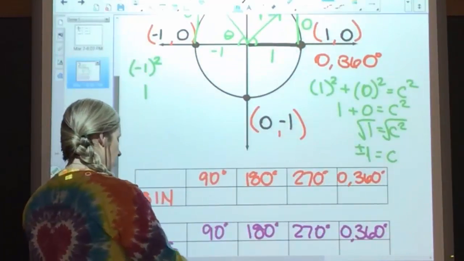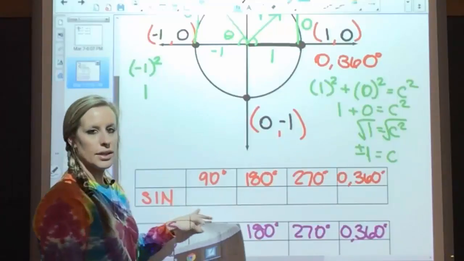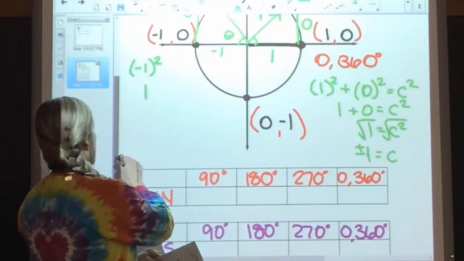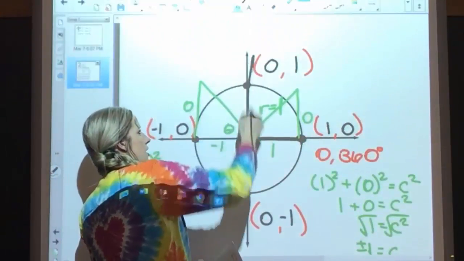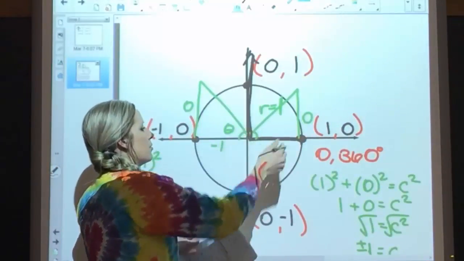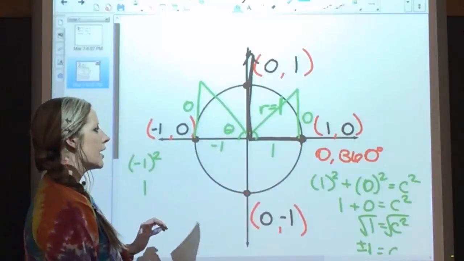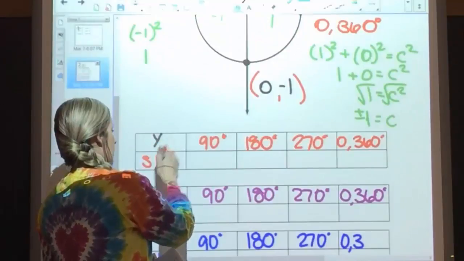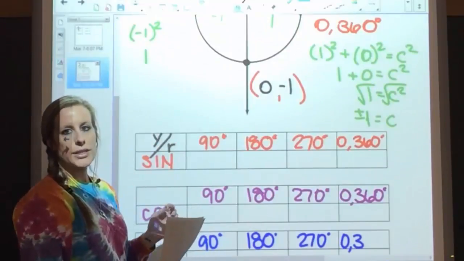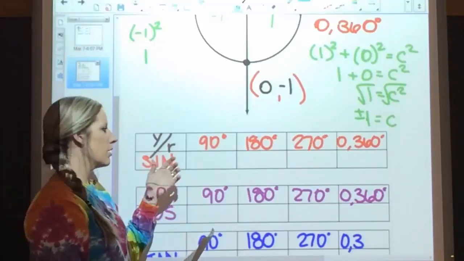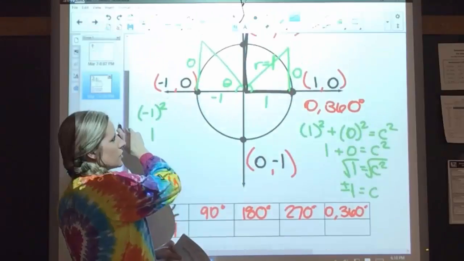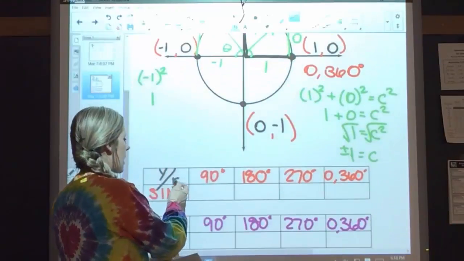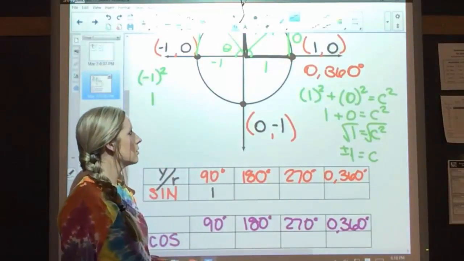Okay, so let's fill in our tables. Let's do sine of 90 degrees. 90 degrees is this one that goes straight up here. And our sine is y over r. So we're going to take our y value divided by our hypotenuse, which is 1. Look at that point. Our y value is 1. So 1 divided by 1 would be 1.